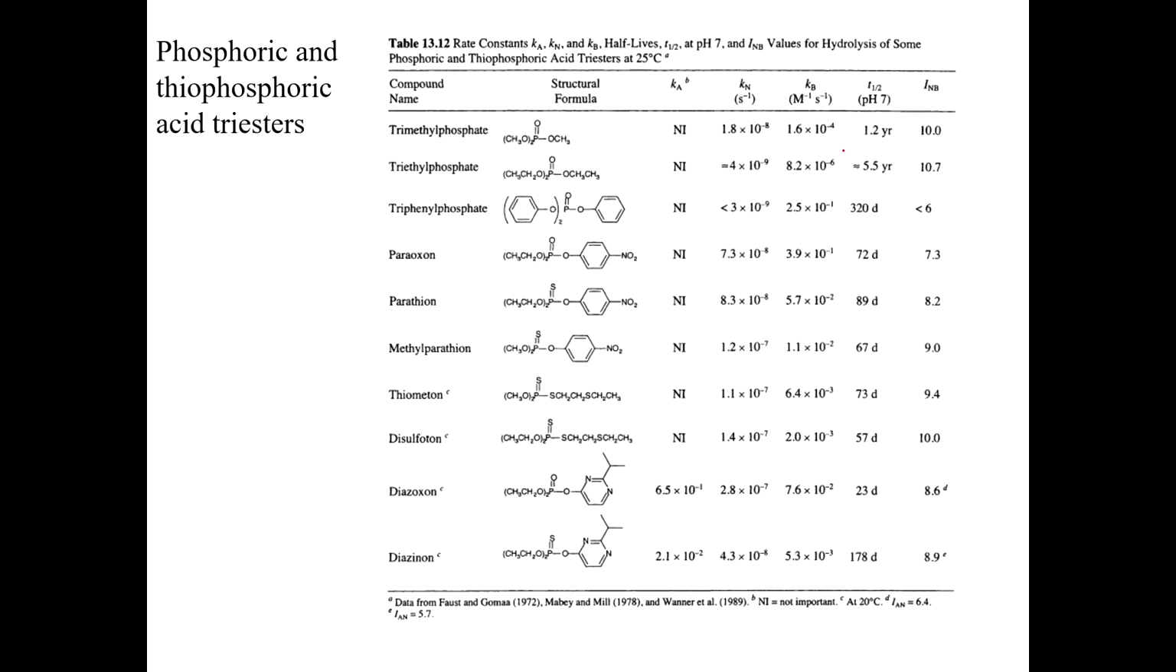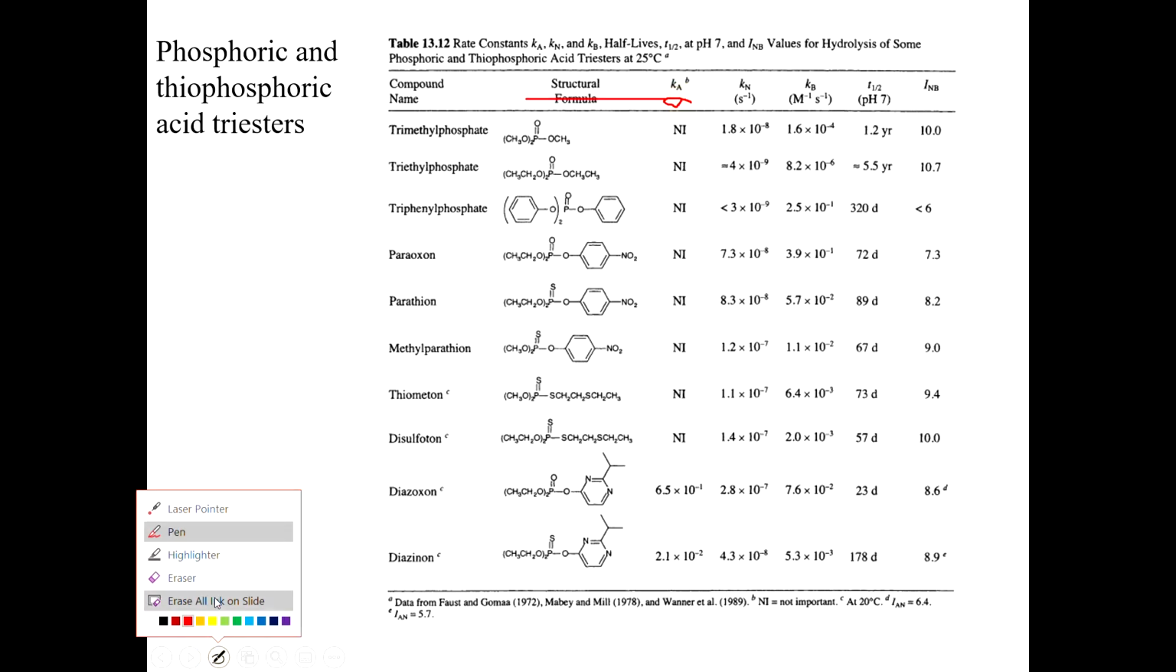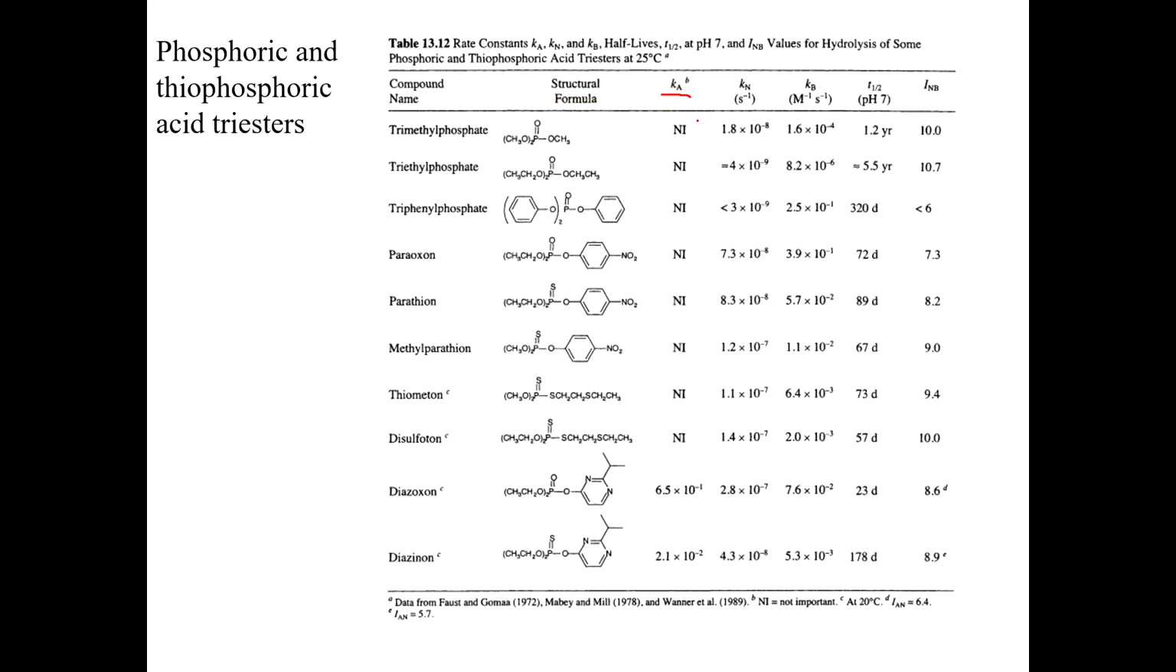And so here's an example where we have some of these. We've got the rate constants for the acid catalyzed mechanism. Notice that they have no units shown, but if you look down here, Ni means not important. These are going to be acid catalyzed, and so these would be second order rate constants.